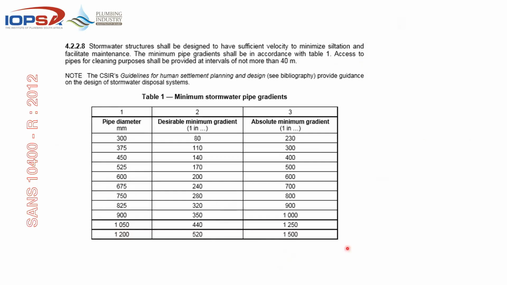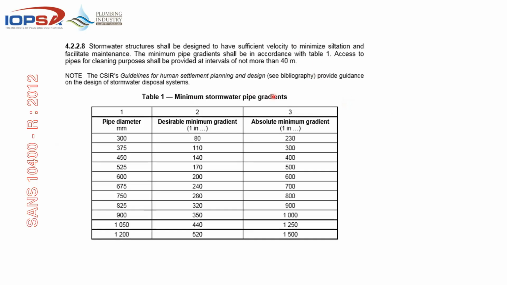You'll see here, if we look at this, stormwater structures shall be designed to have sufficient velocity to minimize siltation. In other words, we want the sand to be moving from catch pit to catch pit and facilitate management. The minimum pipe gradient shall be in accordance with Table 1, and access for pipes for cleaning purposes shall be provided at intervals of not more than 40 meters. So if you have stormwater catch pits or grids or curb inlets or any form of access into that stormwater system, 40 meters max.